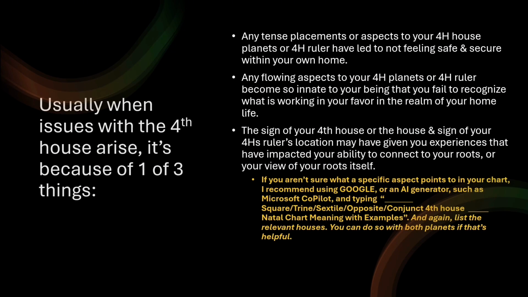And if you aren't sure what a specific aspect actually points to in your chart, I recommend using Google or an AI generator such as Microsoft Copilot and typing the following template. You want to put planet, aspect, fourth house, planet, natal chart meaning with examples. And again, list the relevant houses that are included in the template. You can do so with both planets if that's helpful because it'll give you a little more insight. And so, you know what comes next.